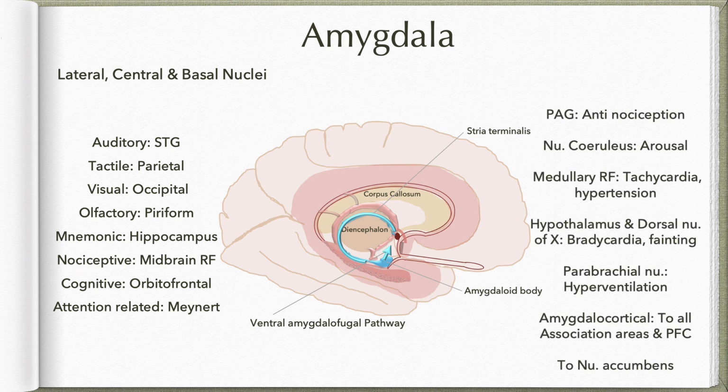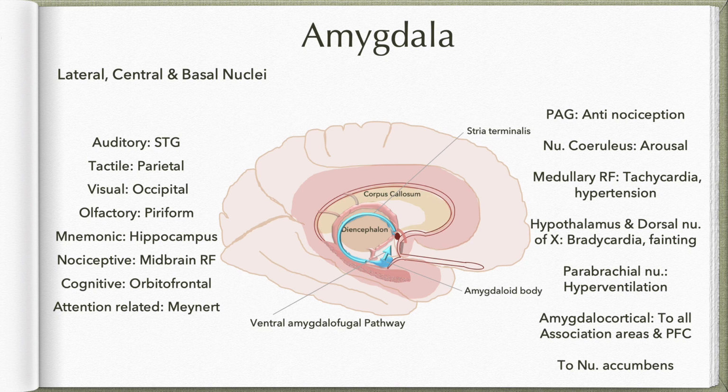So what are its outputs? Either it sends an output to the periaqueductal gray in the midbrain, for anti-nociception, or to the nucleus ceruleus, which is involved in arousal, or to the medullary reticular formation, especially the noradrenergic neurons, resulting in tachycardia and hypertension. It sends output to the hypothalamus and dorsal nucleus of vagus, which is involved in bradycardia as well as fainting response. It sends output to the parabrachial nucleus, which results in hyperventilation.